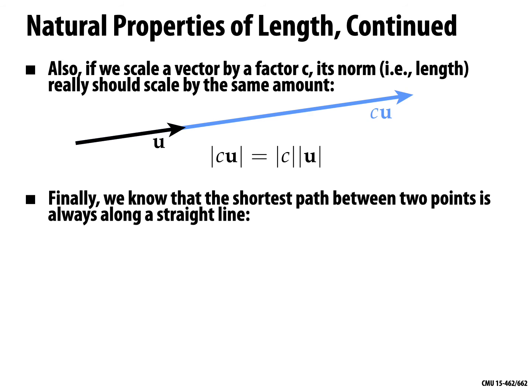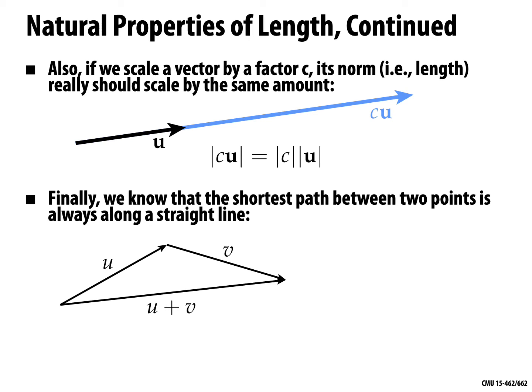Okay? And finally, one thing we know very intuitively is that the shortest path between 2 points is always along a straight line. So for instance, if we have a vector u and a vector v, we can add them together to get a vector u plus v.